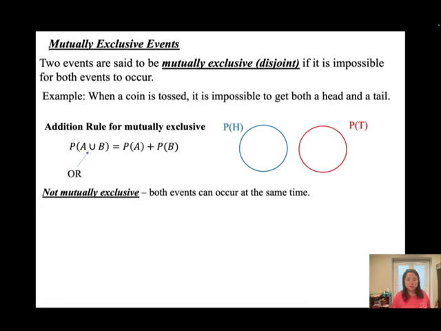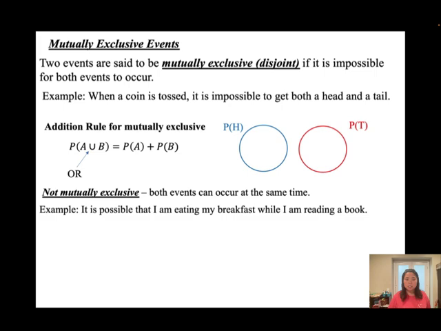Not mutually exclusive. Both events can occur at the same time. For example, it is possible that I'm eating my breakfast while I'm reading a book. I can do it at the same time, right? I can do just eating my breakfast, or I can just read a book, or I can do it at the same time. So this is called a not mutually exclusive event.